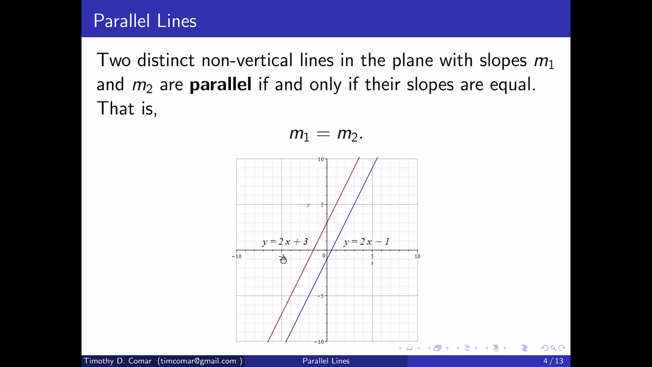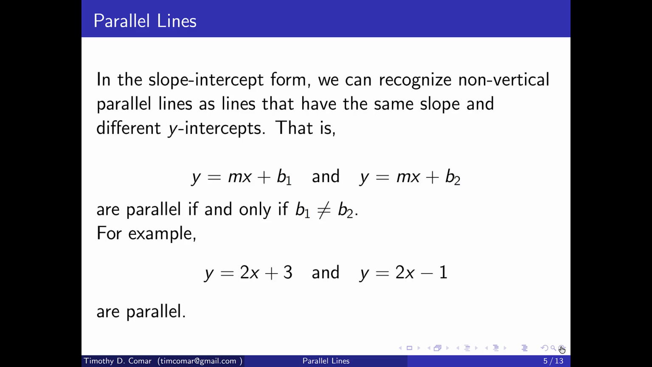We have an example here where we have the line y equals 2x plus 3 in red and the line y equals 2x minus 1 in blue. So in the slope-intercept form, we can recognize non-vertical parallel lines as lines that have the same slope and different y-intercepts. That is, y equals mx plus b1 and y equals mx plus b2 are parallel if and only if b1 doesn't equal b2. That is, they have different y-intercepts.